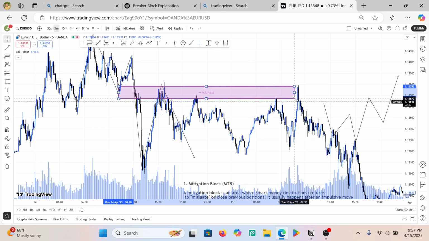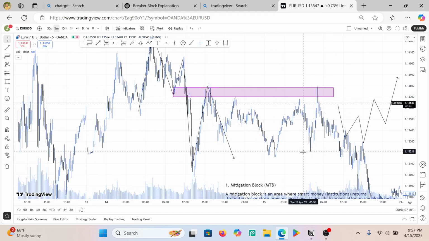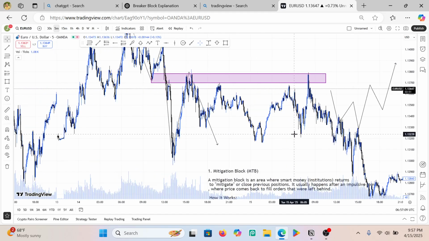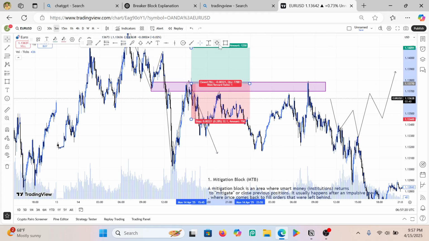This is a bearish mitigation block. So your stop loss goes below this or above that. This is a buy and this is a sell position. Put sell.